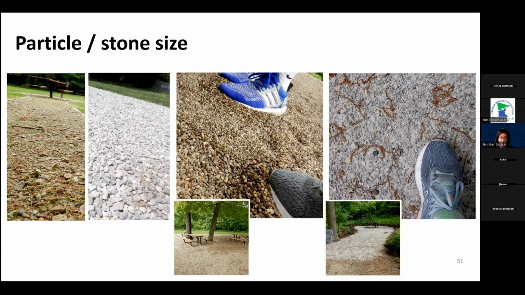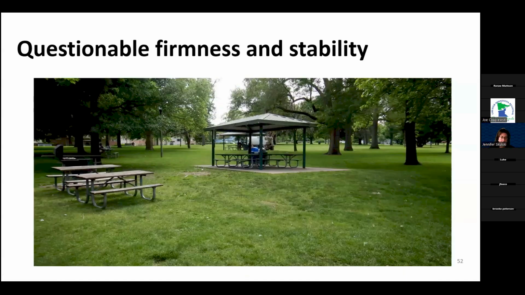And then on the farther end, the right-hand side, that's crushed limestone, something that has been compacted with a smaller particle size, sets up with a much greater likelihood of being firm and stable than the other two surfaces. And then we also know from case law that grass on any given day may or may not be firm and stable. So you cannot solely rely on grass as part of your accessible route.